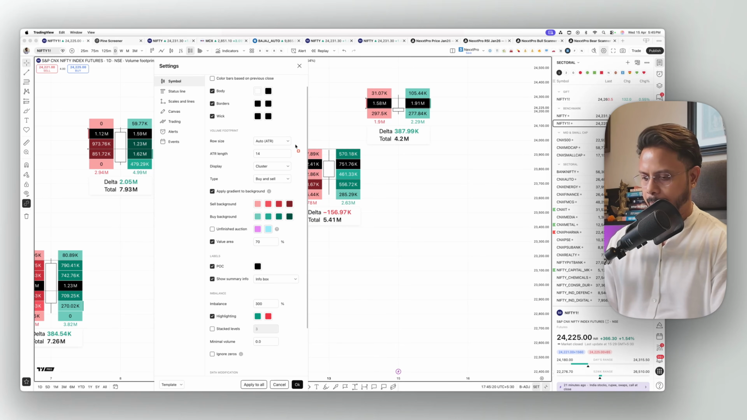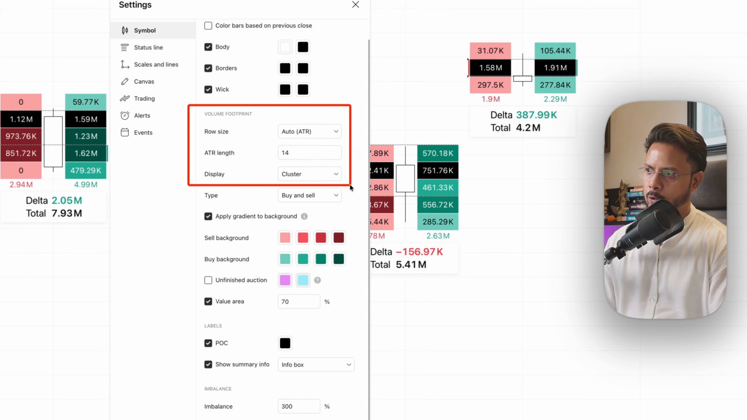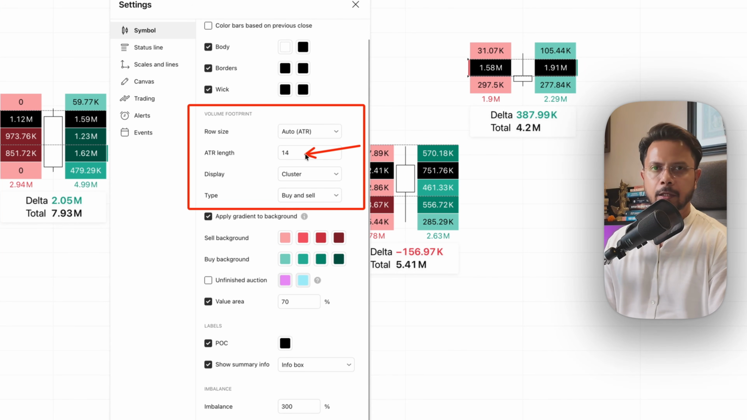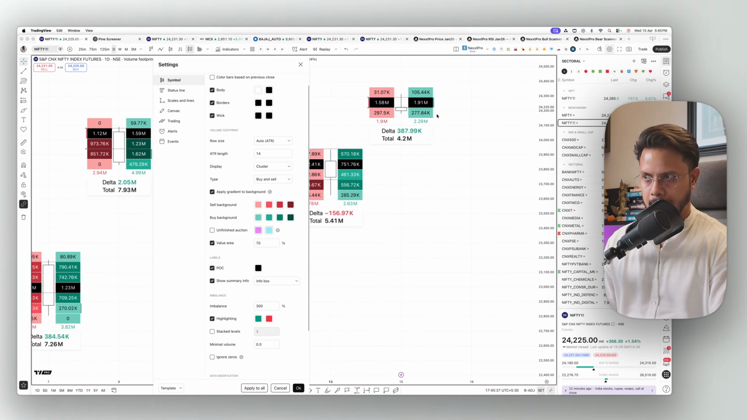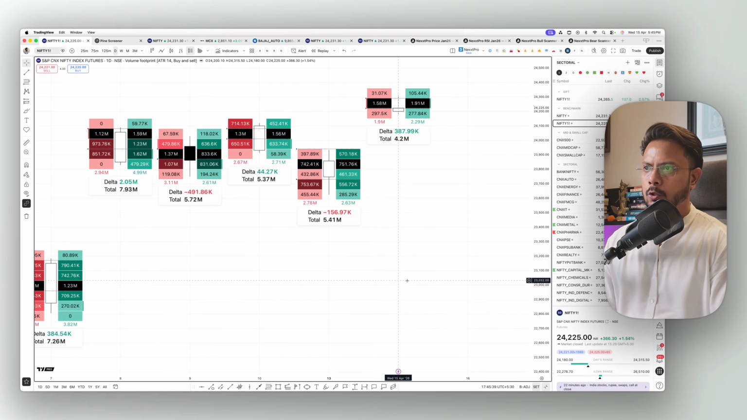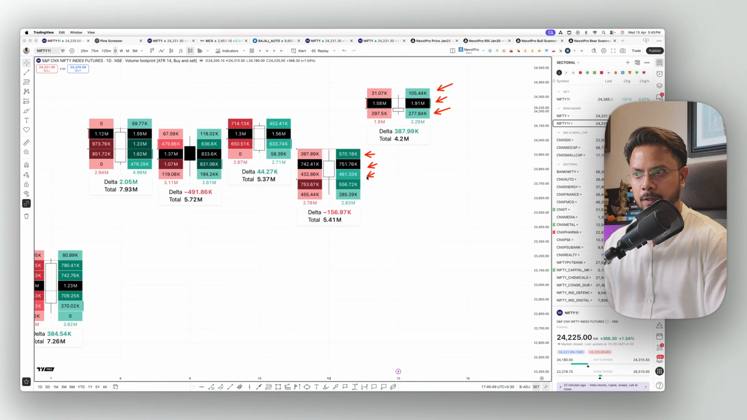Now we come to the next segment. The next segment is the volume footprint segment over here. By default, it is taking the 14 period average true range and automatically calculating the row size. Let's spend some time here. You'll notice today, as I'm making this video for you, the Nifty Futures has made 3 rows. The previous day, however, there were 5 rows, and some days 4 rows or 5 rows or even 6, 7 rows.